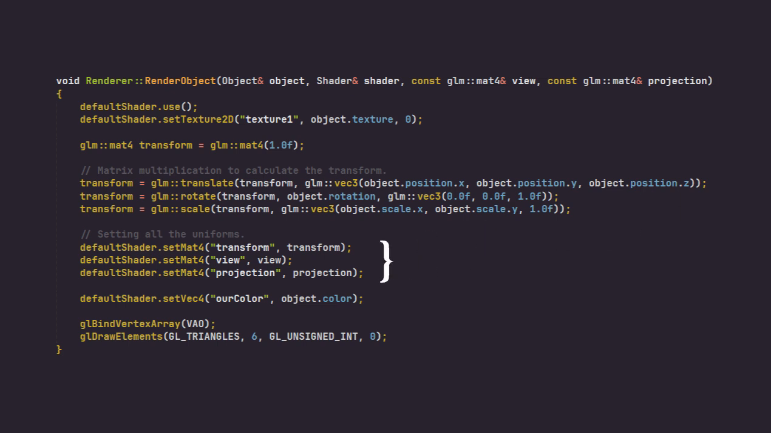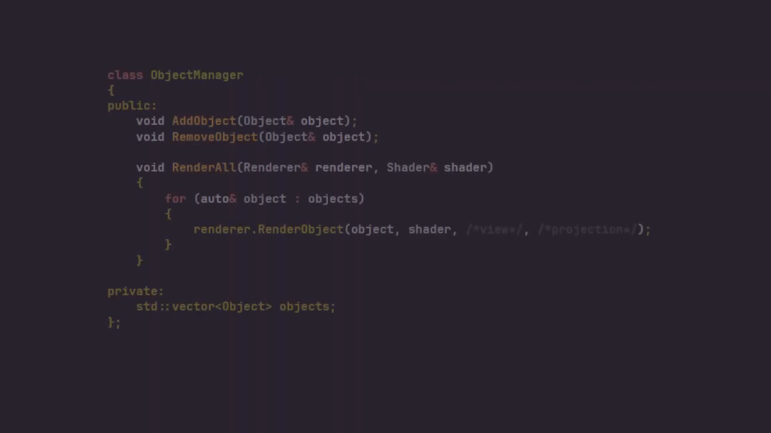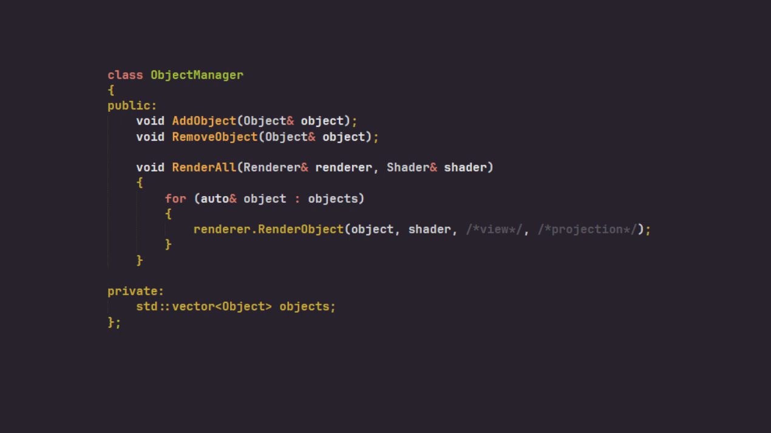Then it sets all the uniforms within a shader, using functions that are written in the shader class. Then it binds the vertex array object and actually draws it to the screen using glDrawElements, specifying it as GL triangles. So we can add a function to the object manager to render all objects. But wait a second, where will the view and projection matrices come from?